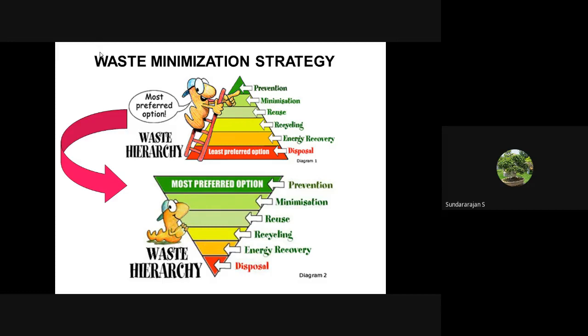See, this is waste minimization. What we are practicing now is mostly disposing of the waste. Then only the energy recovery is left. Recycling, reuse, minimization, and prevention are very little. So now we have to shift from this type of practice to the waste hierarchy. We have to prevent, at the source itself we have to prevent.